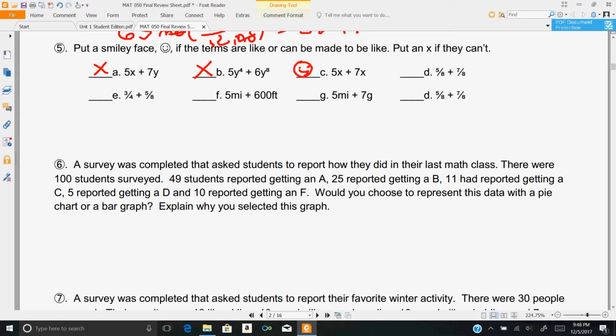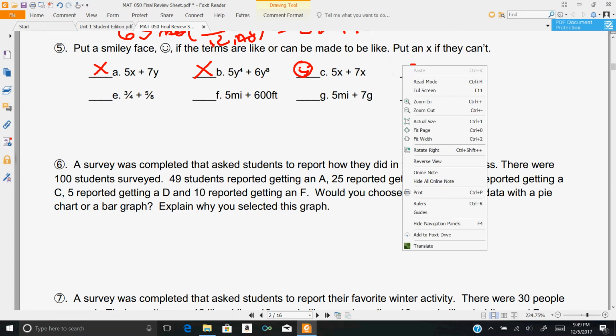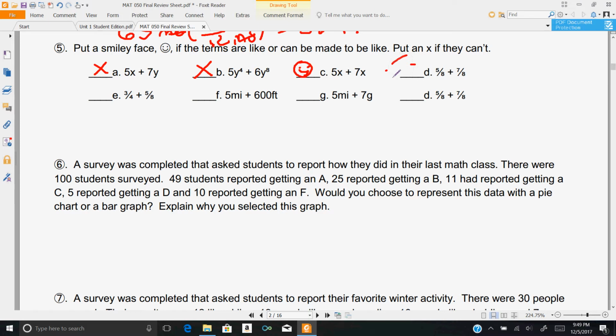Question D, 5/8 and 7/8. We can add 8s. We would get 12/8. They're the same denominator. We can add them. So I draw a smiley face.